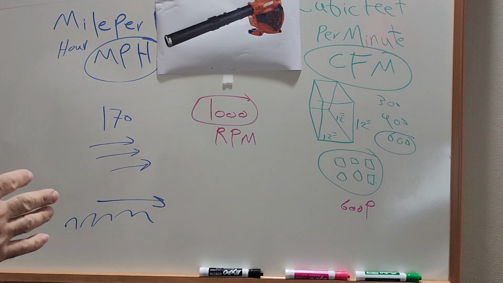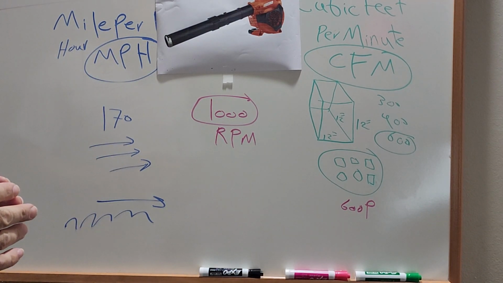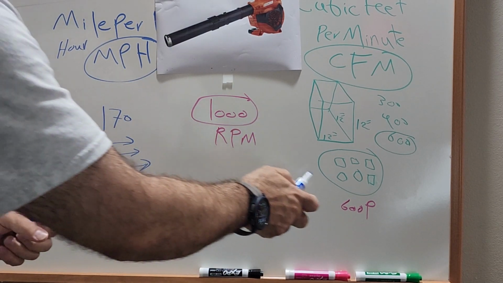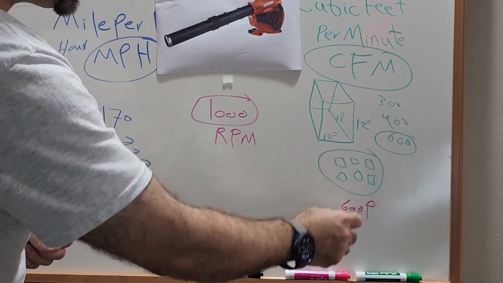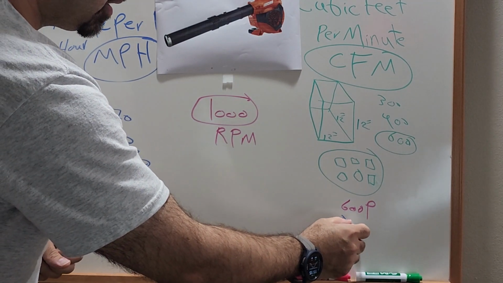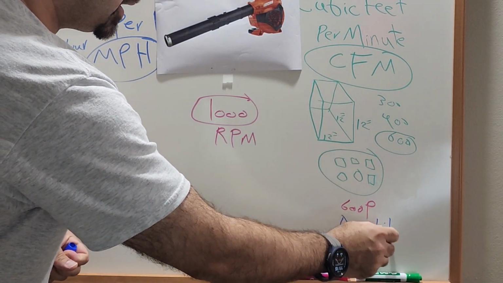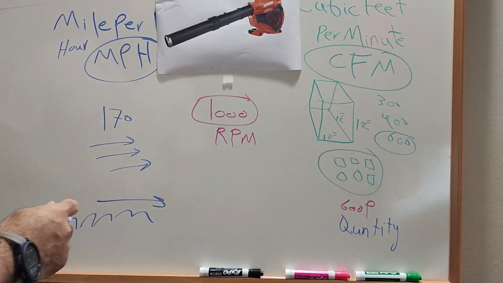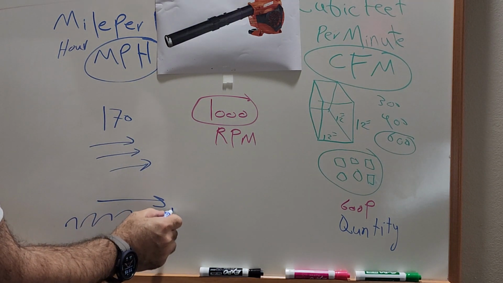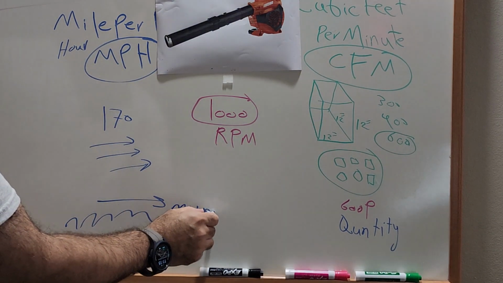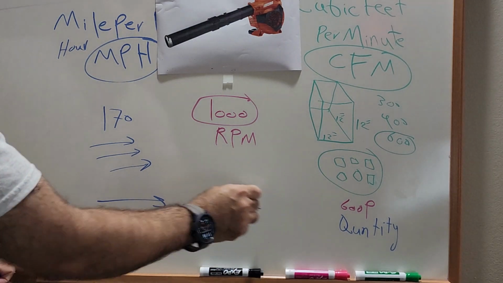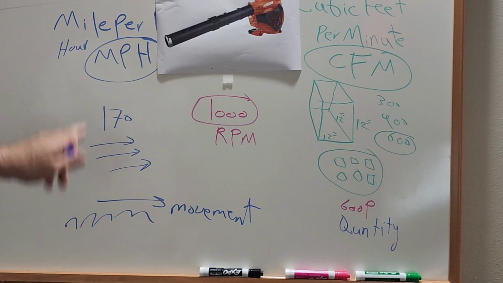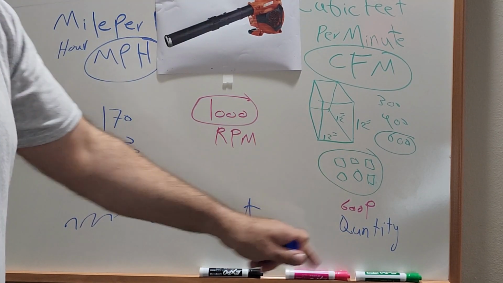It's not about how many. This one is a quantity, and this is movement. So this one is about the movement, and this one is about the quantity.